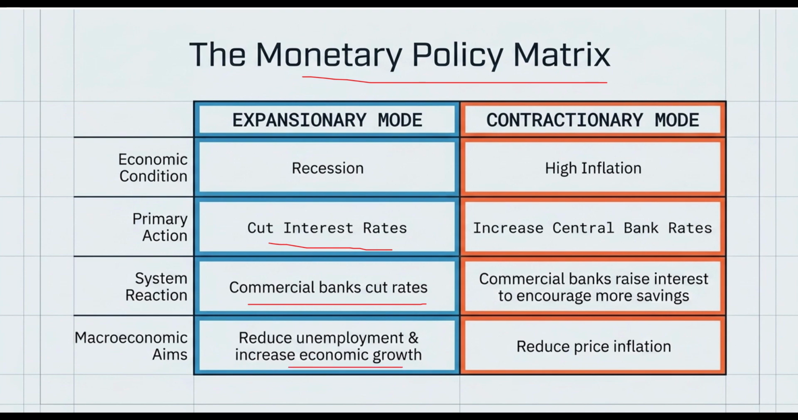And during inflation, the primary action will be the interest rate increased by the central bank. As a result, commercial banks will also increase their interest rate. The result will be a reduction in prices or inflation. Okay. So notice that both policies involve the same mechanism, interest rate, right, but are used in opposite directions depending on the economic situation. So the central bank must carefully decide which approach is appropriate based on current economic conditions.